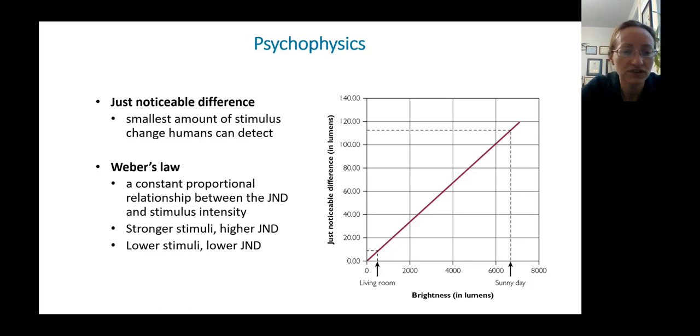And so there's a proportional relationship between the just noticeable difference and the intensity of the stimulus. The stronger the stimuli you're being exposed to, the higher the JND is, the more of a change it takes for you to notice that there was a change. But the less of the stimuli there is, the lower the JND is. A smaller increase is required for you to notice that there was a change. And that is called Weber's law.